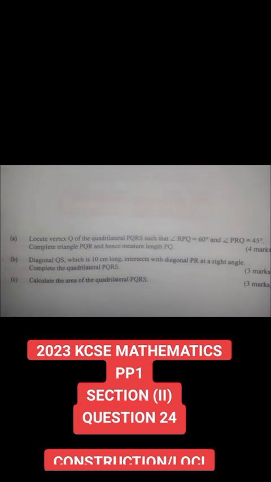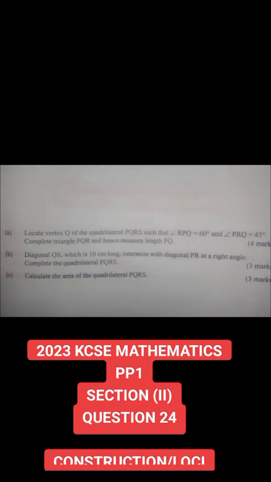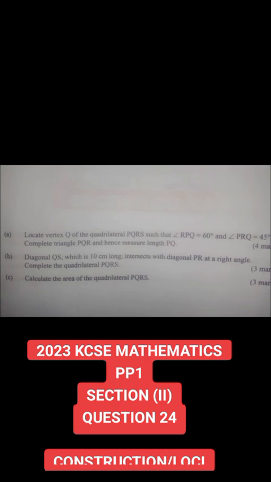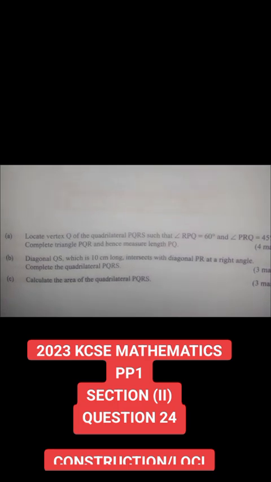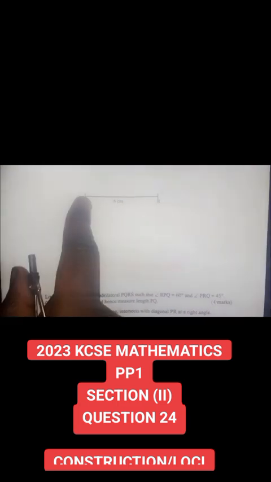So part A, you are told to locate vertex Q. Vertex means the top. It means that point Q is at the top of a quadrilateral PQRS such that angle RPQ is equal to 60 degrees and angle PRQ is 45 degrees. So it means that the angle should cut from here should be 60 degrees, and the angle cutting from the other side should be 45 degrees. So let us look at that.